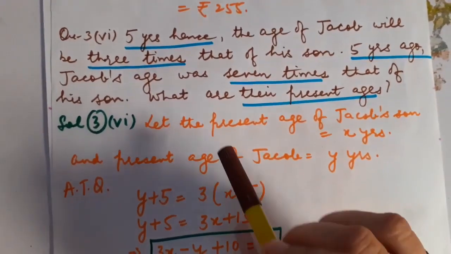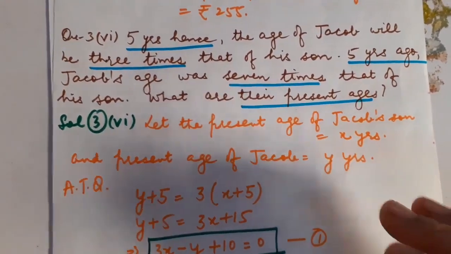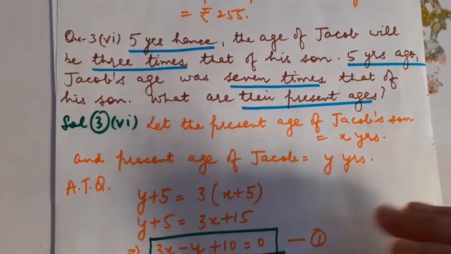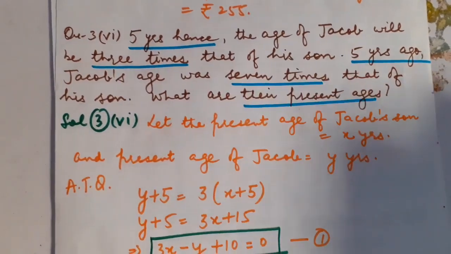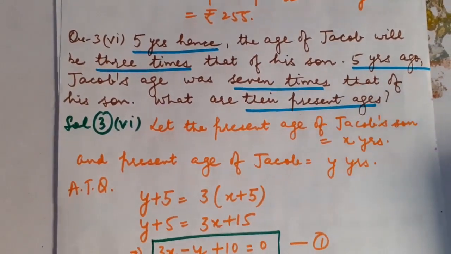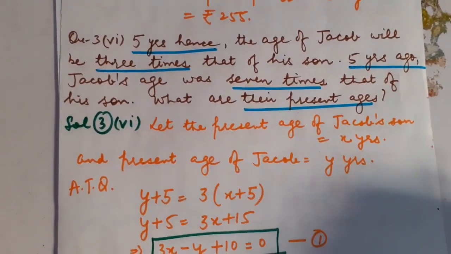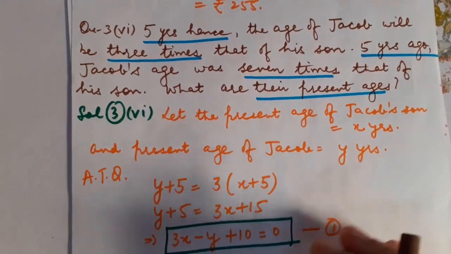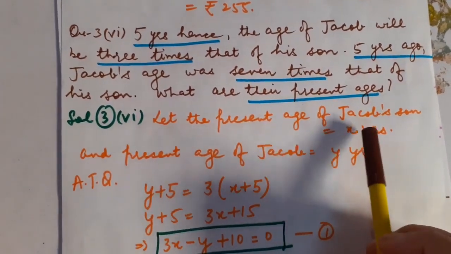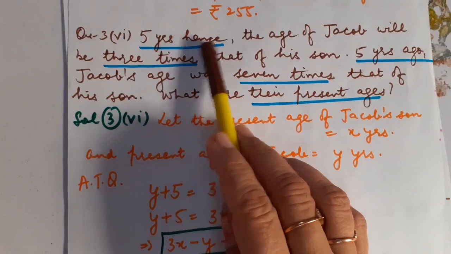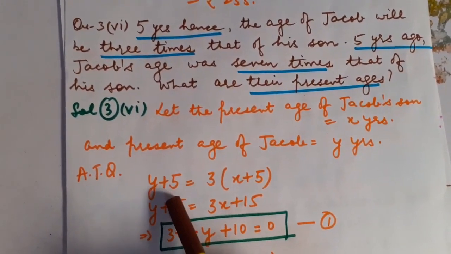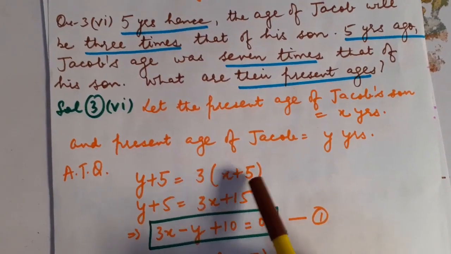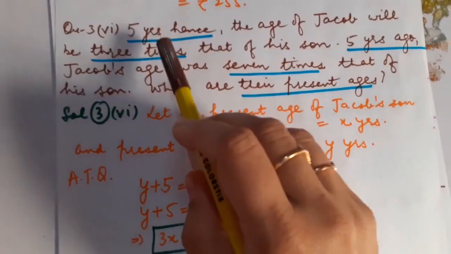I am reaching the question. Children, suppose my age is 20 years right now. So what will be my age after 10 years? Of course, it will be 30. So what I have done, I have just added 10 years to my present age. In the same manner I have to do to calculate Jacob's as well as his son's age. 5 years later, Jacob's age will be y plus 5 and his son's age will be x plus 5.